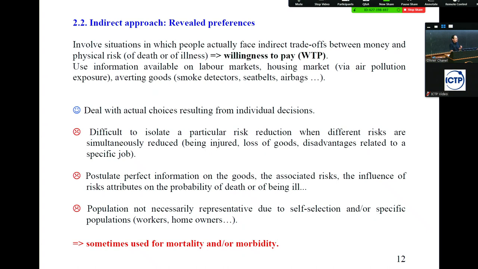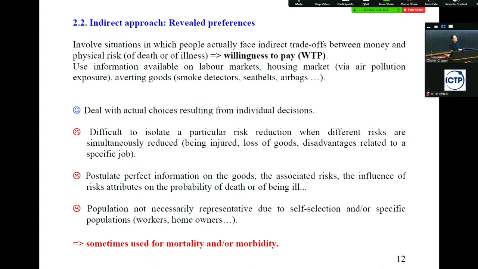That is, if you prefer to live in a place without pollution rather than in a place with pollution, the premium associated with the fact that you live in a place without pollution corresponds to how much you evaluate the fact that you decrease morbidity and mortality risk by living in a less polluted place. And so by statistical approaches, you can infer what is the value associated with living in a less polluted place.